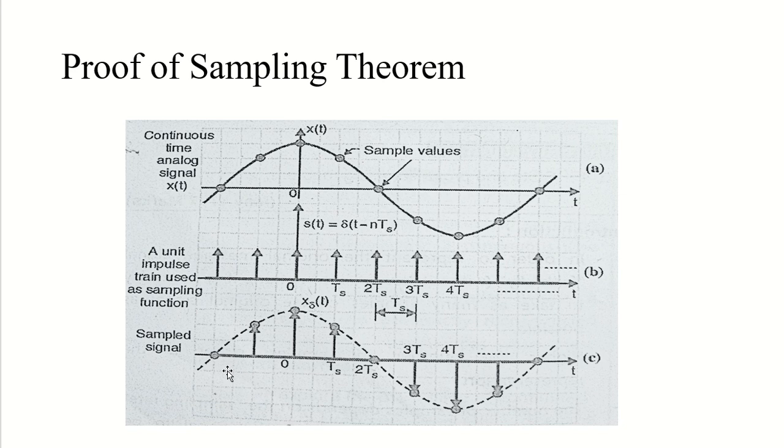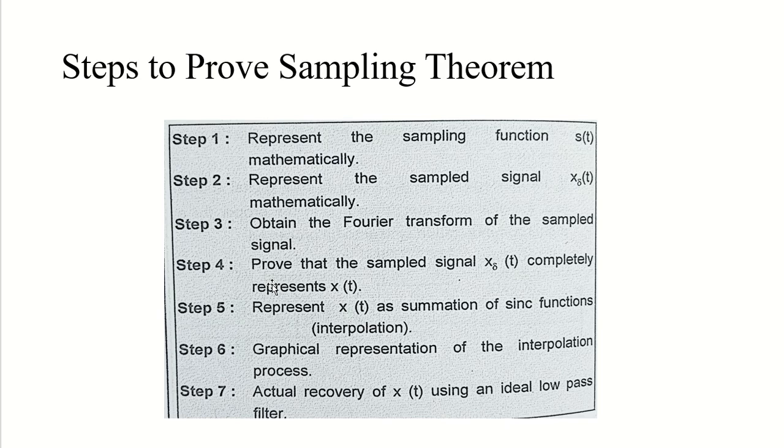And when we sample them, we will get something like this. Basically, we are multiplying our continuous time analog signal with the train of impulses. It looks very simple, but we are actually following 7 different steps to get here. Which are the 7 different steps? Here they are. The first step is to represent the sampling function s of t mathematically. In the second step, we have to represent the sampled signal x of delta t mathematically. Then we have to obtain the Fourier transform of the sampled signal.